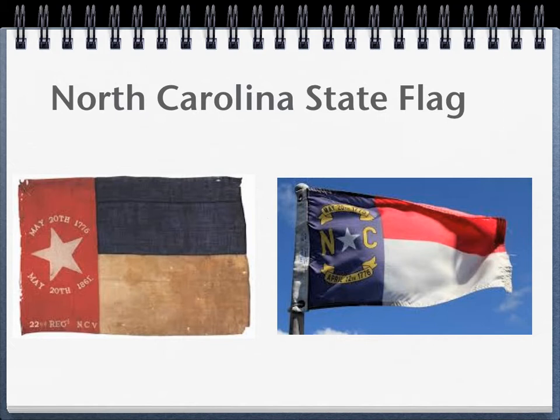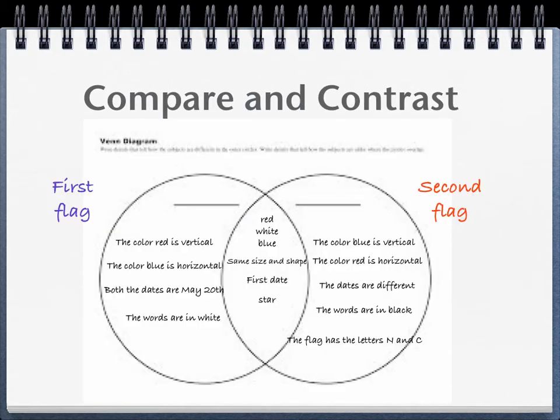Okay, so we did a quick review. We studied them. We made sure of the differences and the similarities. Well, now we're going to do a Venn diagram. We're going to compare and contrast. On the left side of the screen is the first flag, and on the right side of the screen we're going to do the second flag, and of course, in the middle are what is similar.